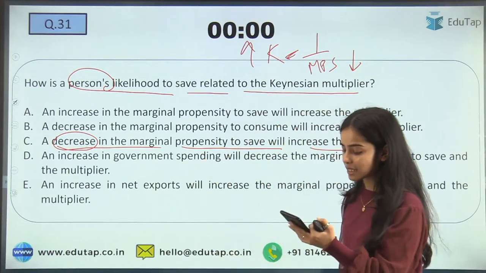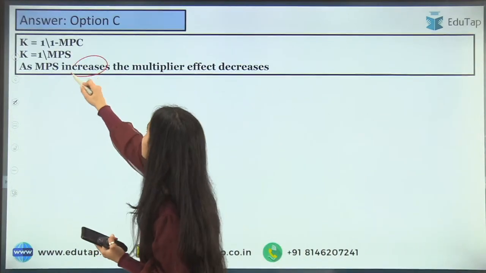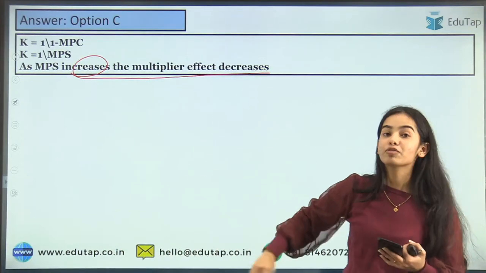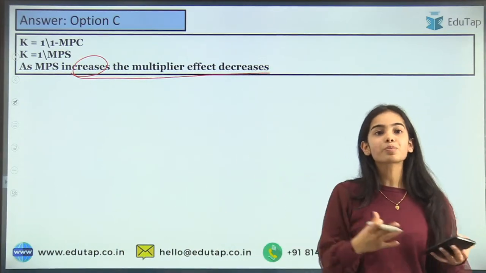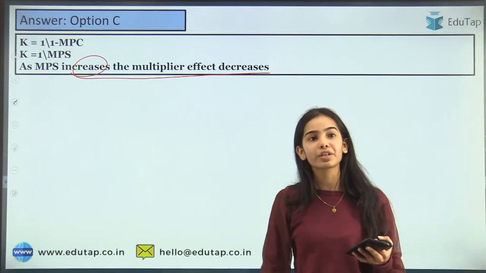So C is the right answer. Yes, Naveen, well done, and everyone well done. That MPS increases, the multiplier effect will decrease. If the leakages are more, then the consumption will be reduced. If the consumption is reduced, the income of other people is reduced.